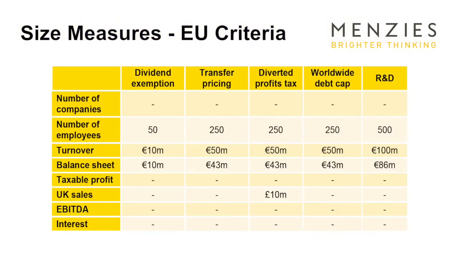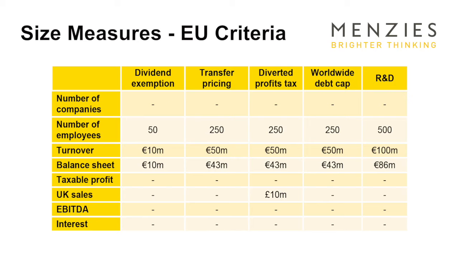A number of tax measures are based on the European measures of small, medium and large companies. In summary, these are the dividend exemption, transfer pricing, diverted profits tax, worldwide debt cap and research and development tax relief. The limits are all measured on a whole group rather than on an individual company basis, so access to consolidated group data is key.